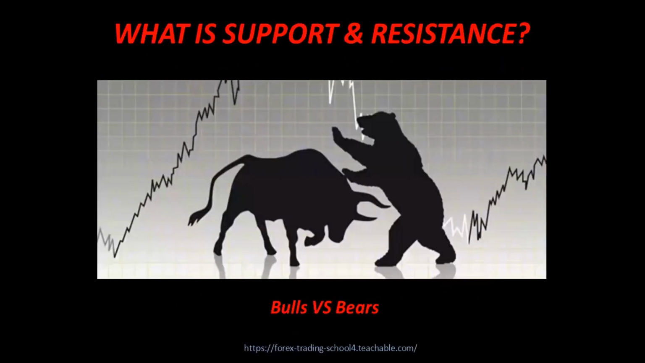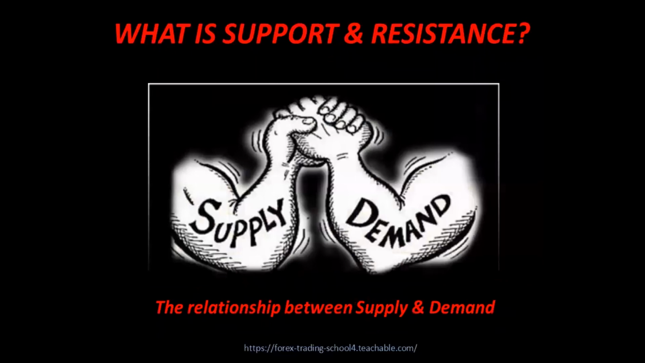Now, this also can be seen when we talk about the bulls and the bears, also known as the bullish market and the bearish market. The bulls are the buyers that we just talked about, and the bears are the sellers. So we have the bulls and we have the bears. Now, we are going to explain this support and resistance much better looking at the relationship between supply and demand.